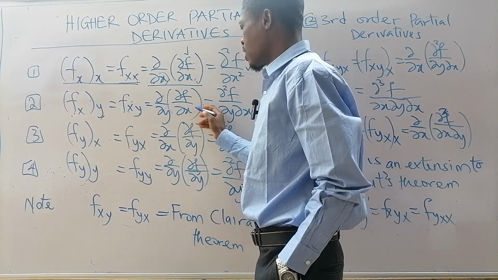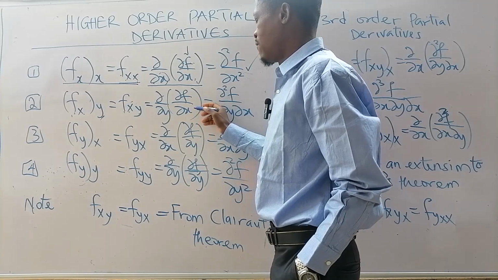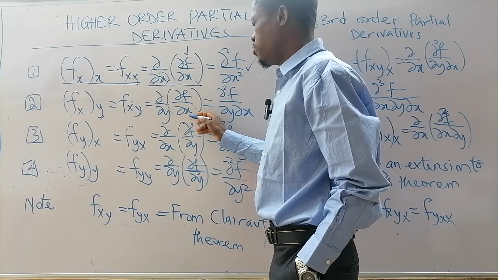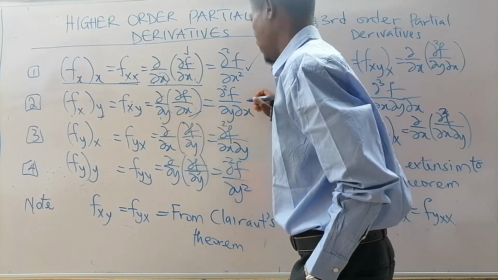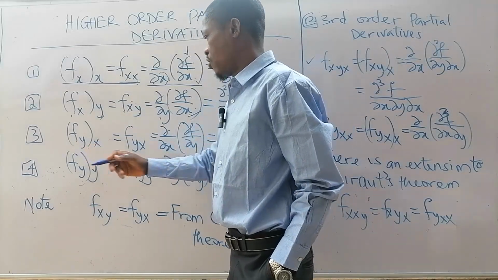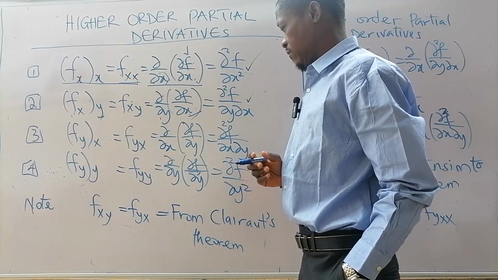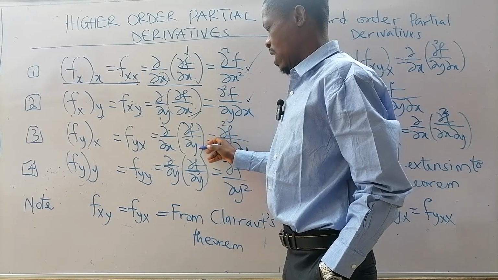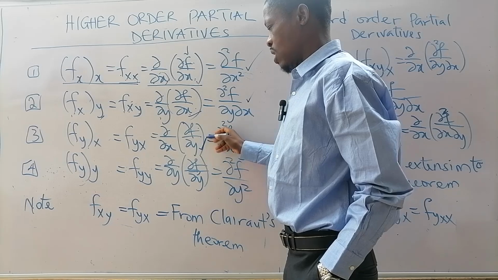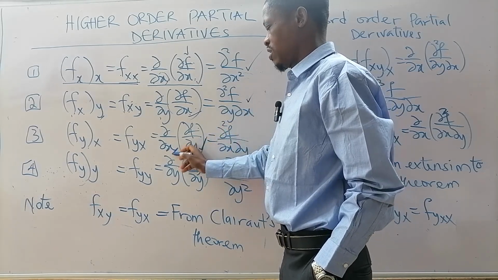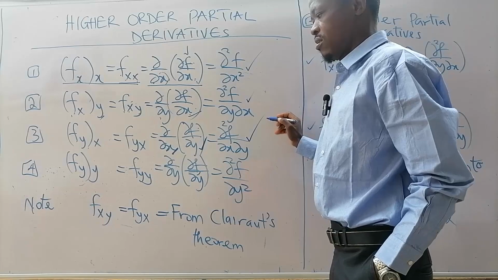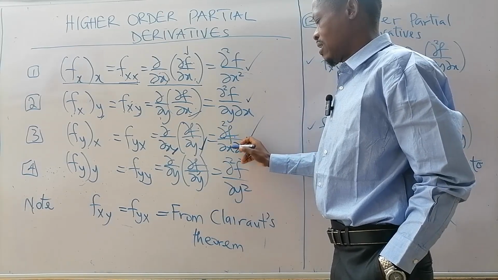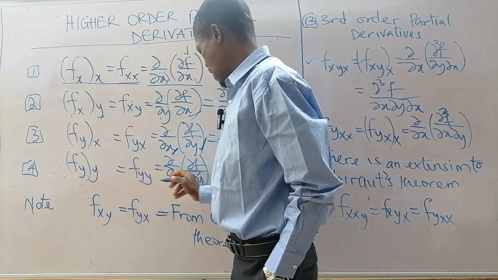So in fraction notation, you have del f del x, then you differentiate it with respect to y. Then you have this. Another one of the second order partial derivatives: you have your first order del f del y, so this function is differentiated with respect to y, and then the second time with respect to what? With respect to x. So that's the second order partial, and that will be del square f, del x del y.